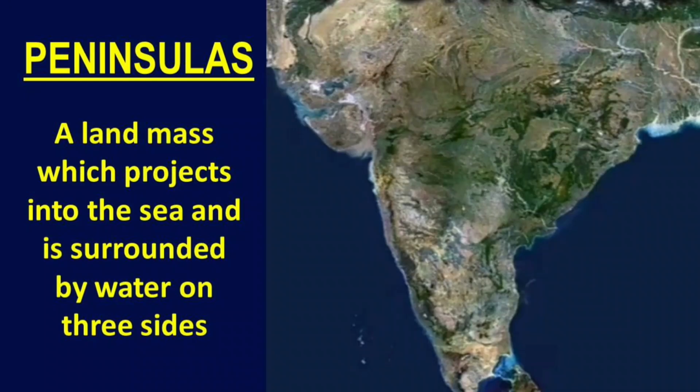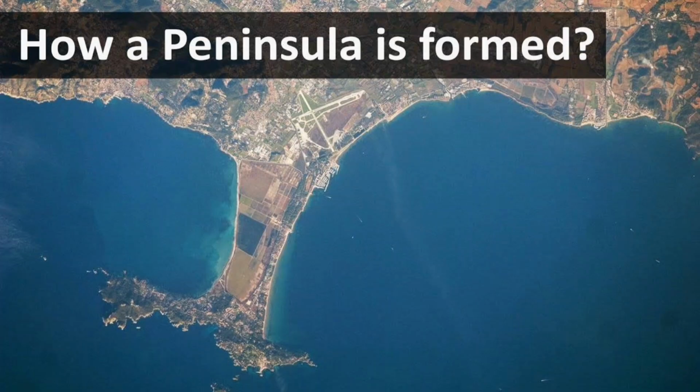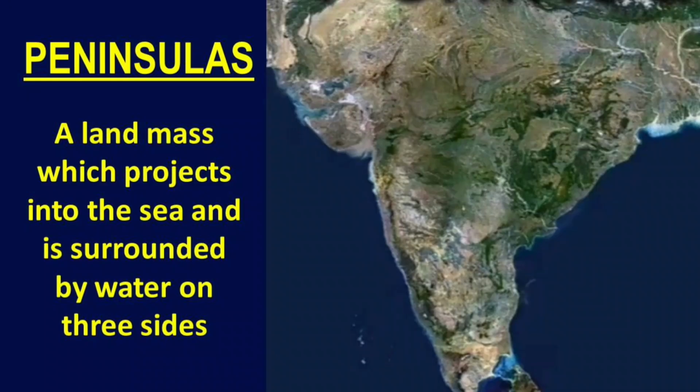Peninsulas. A landmass which projects into the sea and is surrounded by water on three sides is called a peninsula. The Arabian Peninsula is the largest in the world. The tip of a peninsula is called Cape. It is located in Asia. It is surrounded by the Red Sea, the Arabian Sea, and the Persian Gulf in the west, south and east respectively. The southernmost tip of the Indian peninsula is Kanyakumari or Cape Comorin.